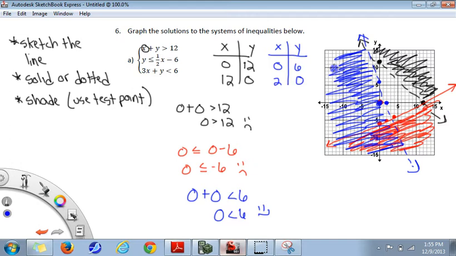And for this system, now that I've got all my shading done, I don't see any regions where all 3 inequalities overlap with each other. So maybe 2 of the inequalities overlap with each other, but in order for this to be a solution to the entire system, there has to be a place where all 3 regions overlap. And so together as a system, this has no solution.